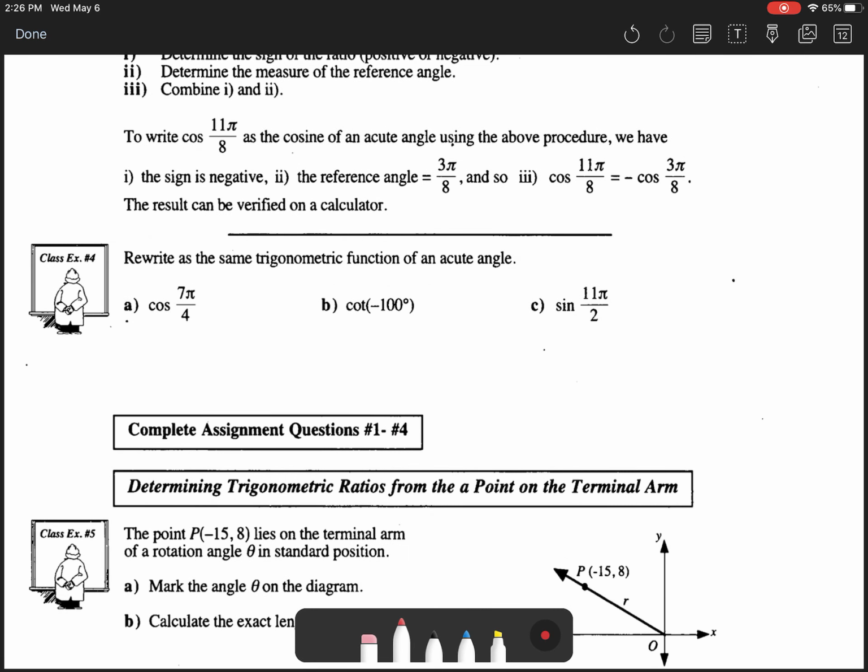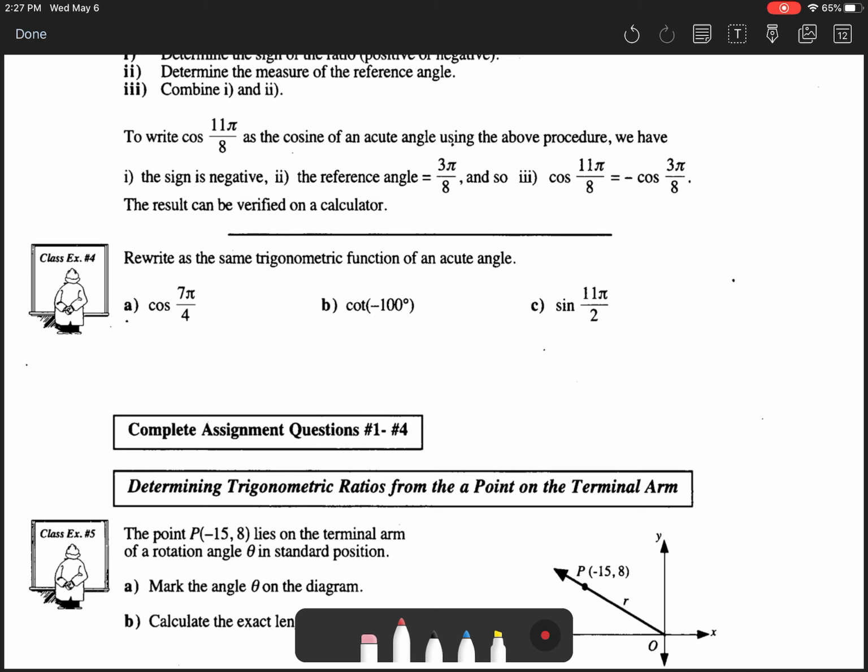Okay? So the example they give us is to write cos of 11 pi over 8 as the cosine of an acute angle. Okay, because 11 pi over 8 is not an acute angle, I have to figure out what the reference angle is there. So I figure out that the reference angle is 3 pi over 8. So I have to put a negative in front of it because of the quadrant that I end up in, and therefore I use the reference angle, 3 pi over 8, and I put a negative in front of it because I know in that quadrant cosine is negative.